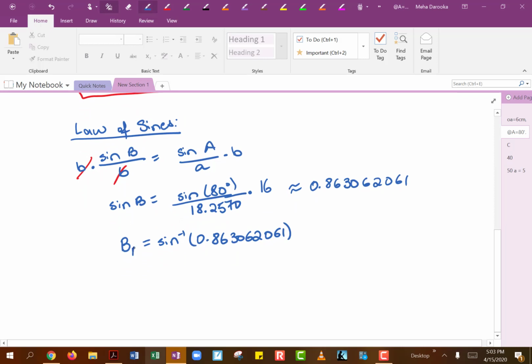So for B1, when you go ahead and do this calculation, that will come out to be approximately 59.66 degrees. And then for B2, we can just do 180 degrees minus 59.66 degrees, and that comes out to be 120.34 degrees, right?